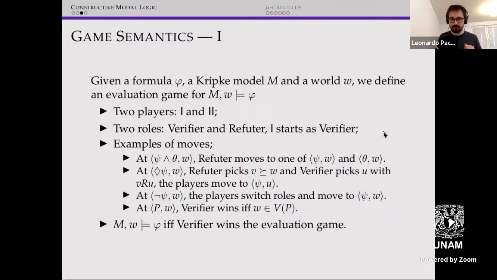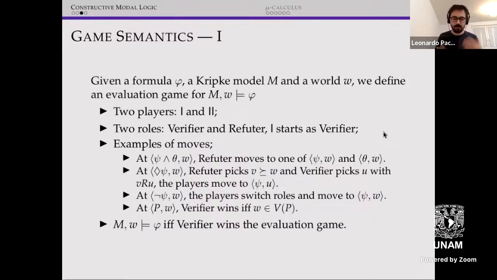Here are some examples. Say the players are discussing whether psi and theta holds at W. For this to fail, you just need one of them to fail. So the refuter is going to choose one of psi at W or theta at W to show, oh, I think psi doesn't hold at W, or I think theta doesn't hold at W. And like this.